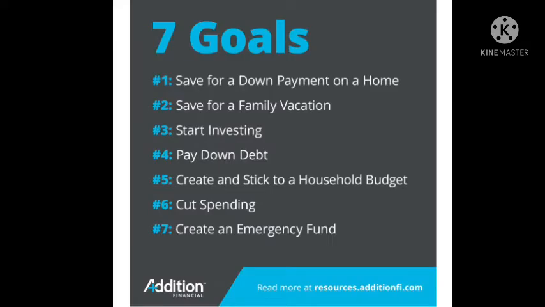There are seven examples of financial goals. One is to save for a down payment on a home. Second, save for a family vacation. Start investing. Pay down debt. Create and stick to a household budget. Cut spending. Create an emergency fund.